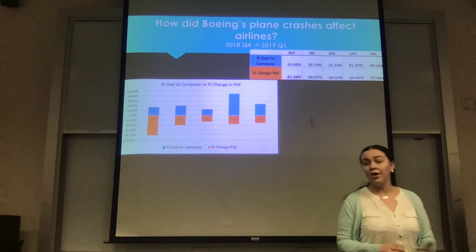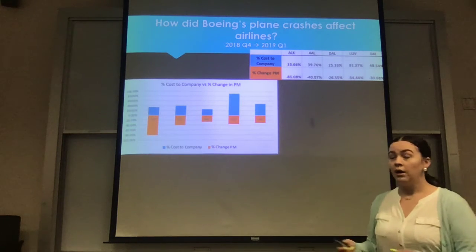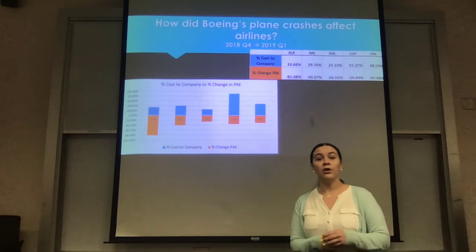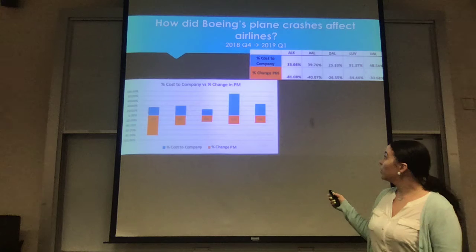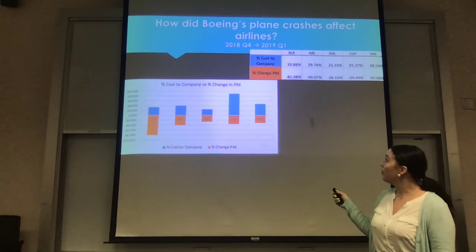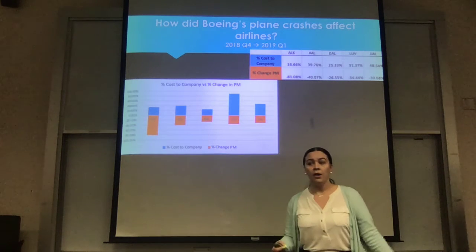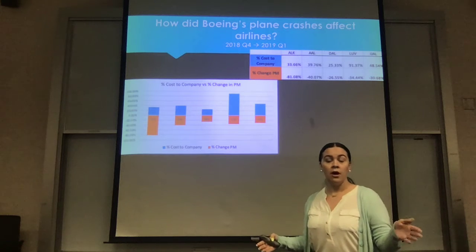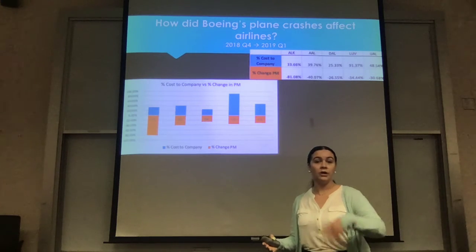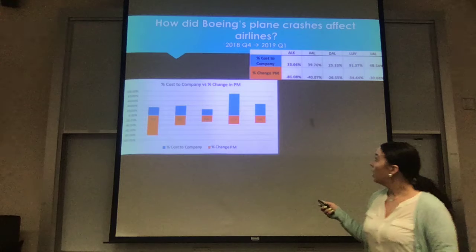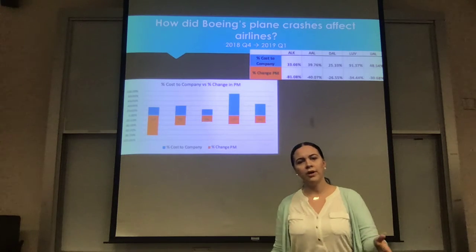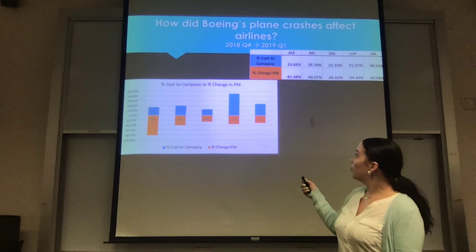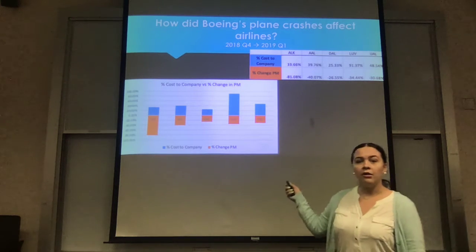All right, I thought it would be very interesting to look at the effects of the Boeing crashes on the airline industry. So this percentage cost to the company comes from their total cost, a percentage of their total cost that they spend on Boeing planes. And then the crashes happened in the last quarter of 2018. So I looked at the difference between fourth quarter 18 and first quarter 19.